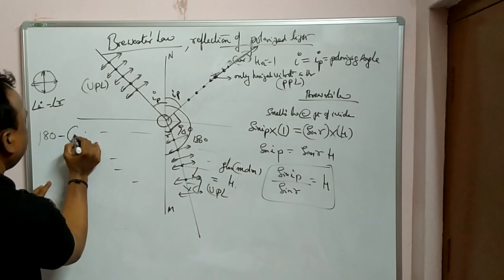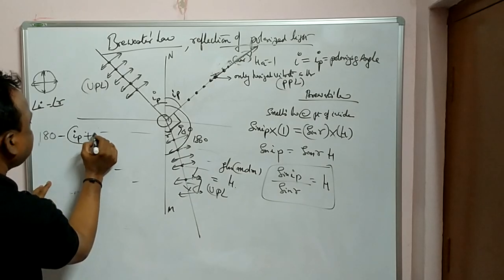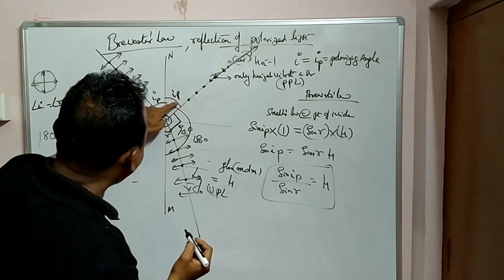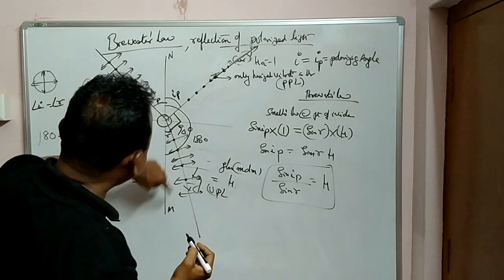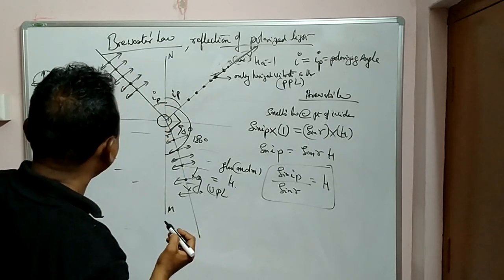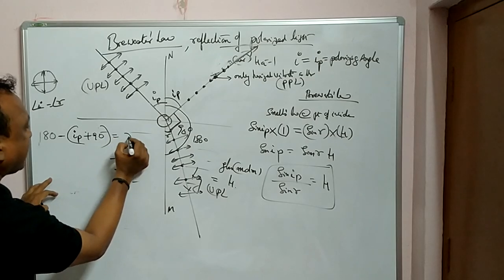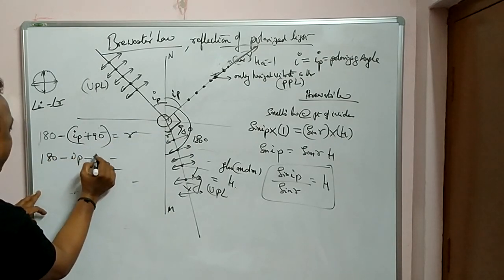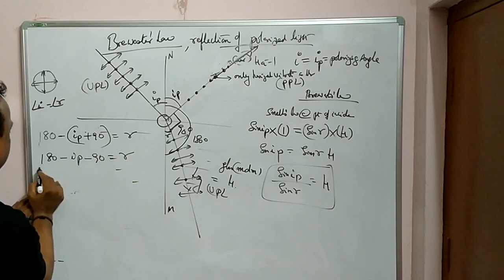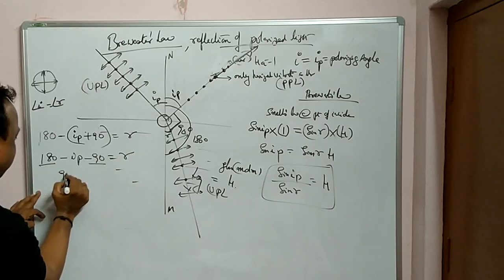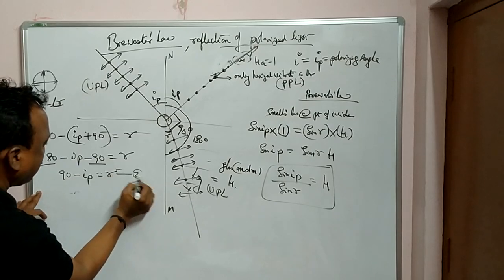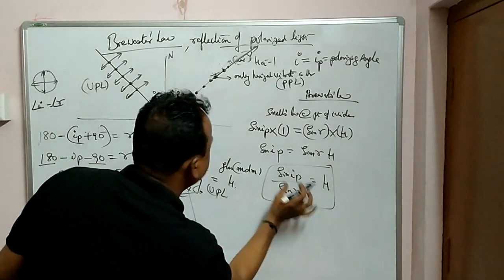Okay, IP plus 90 degrees. Do you understand? This angle plus this angle, 180 minus IP plus 90, is equal to small r, the refraction angle. So 180 degrees minus IP minus 90 is equal to R. 180 minus 90 is 90. So 90 minus IP, the polarizing angle, is equal to R. Equation 2. Put this value in the place of this R.